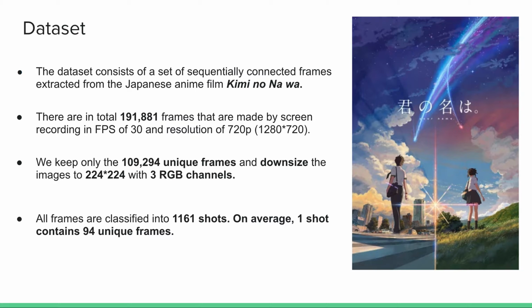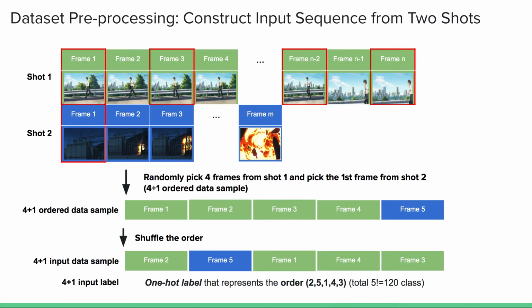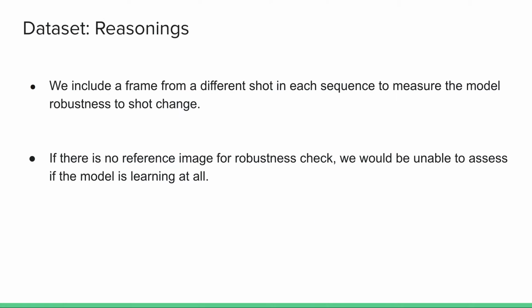For our data set, we will be using Kimi no Na wa, as I mentioned before. And here's how we will pre-process our data set. We first split the entire film into various shots. To construct an input sequence for our model, we randomly pick 4 frames from shot 1 and pick the first frame from shot 2, and we shuffle its order. This is what we call the 4+1 input configuration, with 4 frames from the first shot and 1 frame from the second shot. We will also be using other input sequence configurations in our experiments.